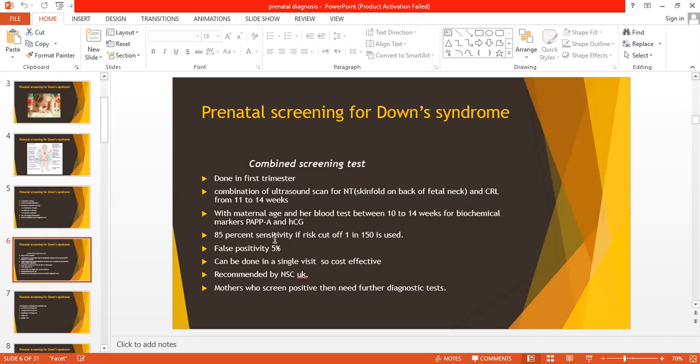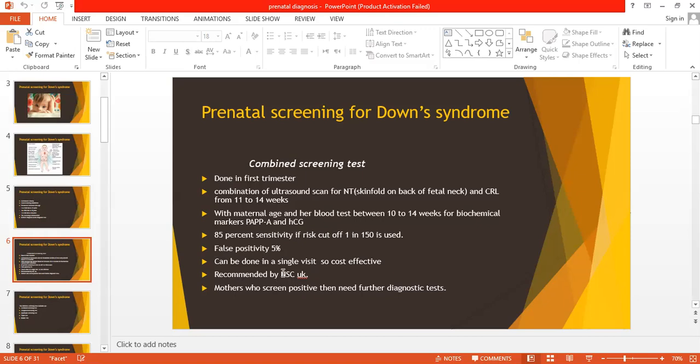The false positivity for this test is 5%. It can be done in a single visit because all the things that you need, these biochemical markers and the nuchal translucency, all of them are to be done in the first trimester. So you don't need 2 visits. Like in other tests, suppose we take the integrated screening test, there you need to check the nuchal translucency in the first trimester and combine it with the maternal biochemical markers of the second trimester. So the mother needs to visit the hospital twice.